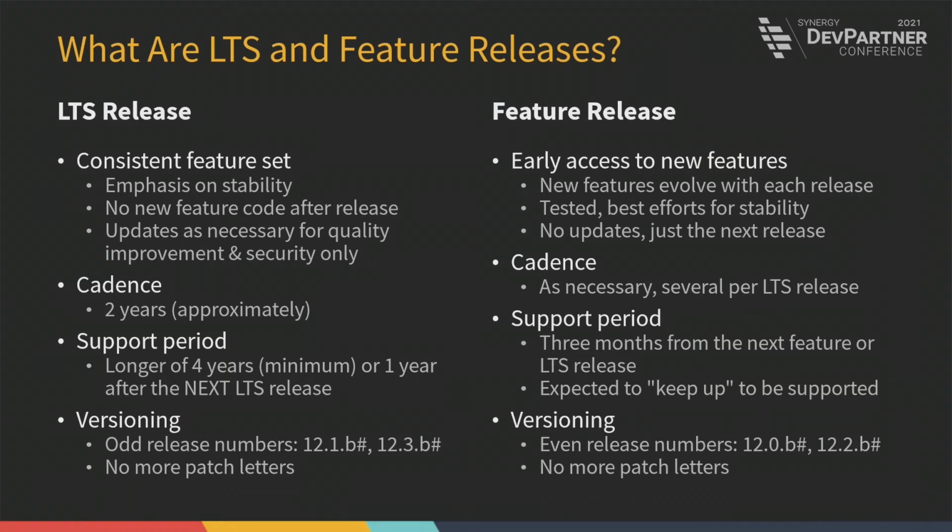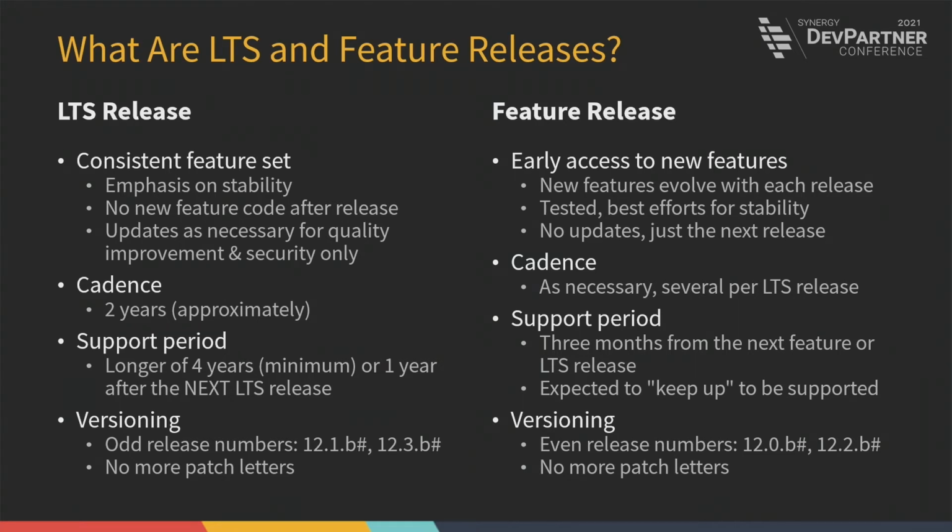The cadence of a feature, they'll still be tested, but in the feature releases, that's where all the new code is. So again, higher chance of things being found that need addressing, bugs, in the feature release branch versus the LTS release where no new code is being added at all. We're just fixing any issues that may come along. We'll still be doing testing, and it'll be best efforts for best stability, but there are no updates in this world. You just take the next LTS release that comes along. Okay, so again, there's no patch letters in this world anymore.